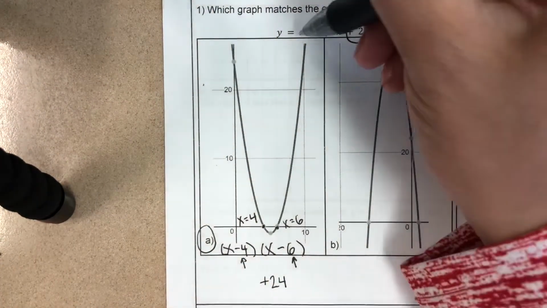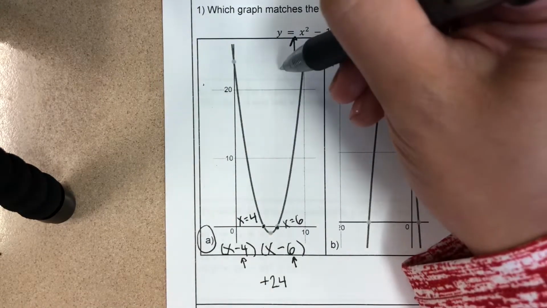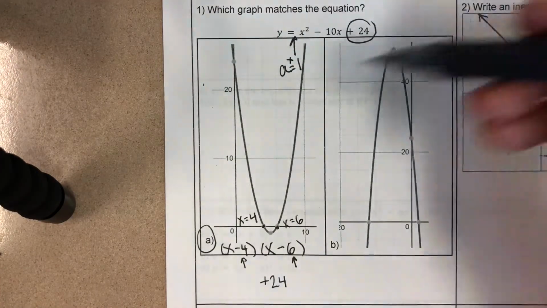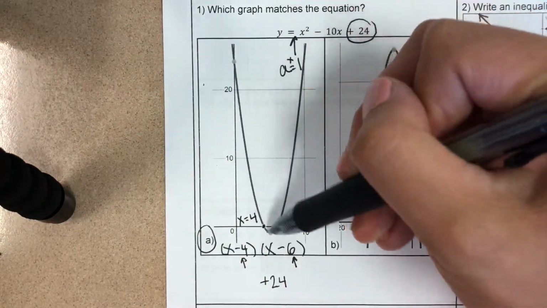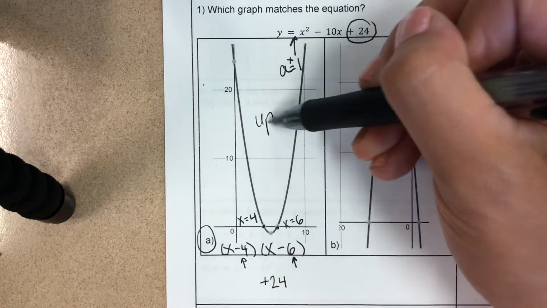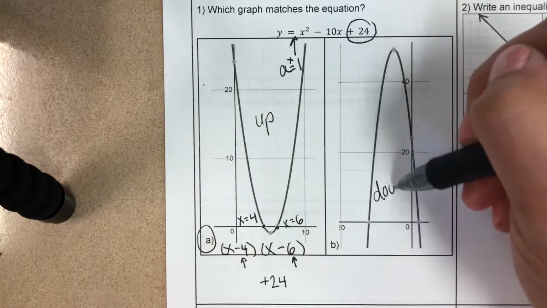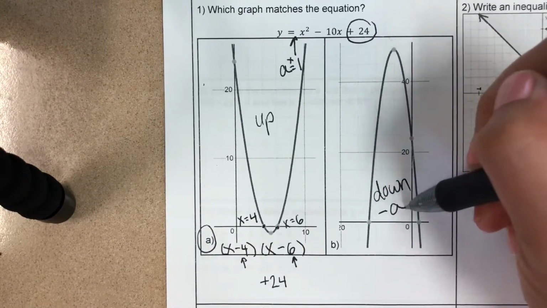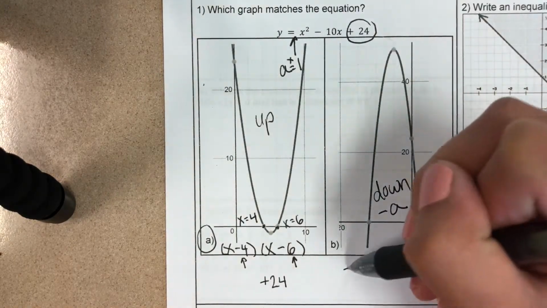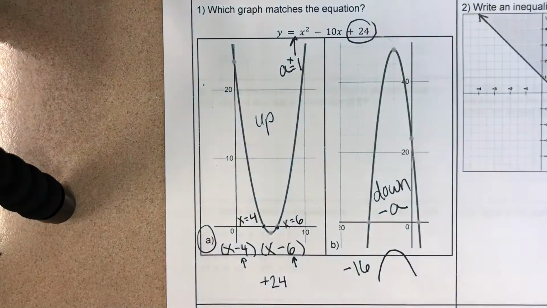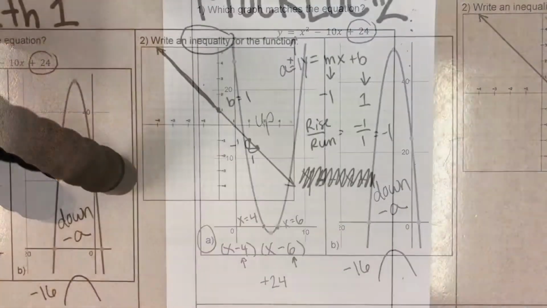Another way to approach it is that I know that my A value is 1 and that it's a positive 1. I know that positive A values open up this way. They open up. Whereas if I have something that opens down, that means that it has a negative A value, because we know, for example, gravity is negative 16, and that gravity parabolas open downwards.